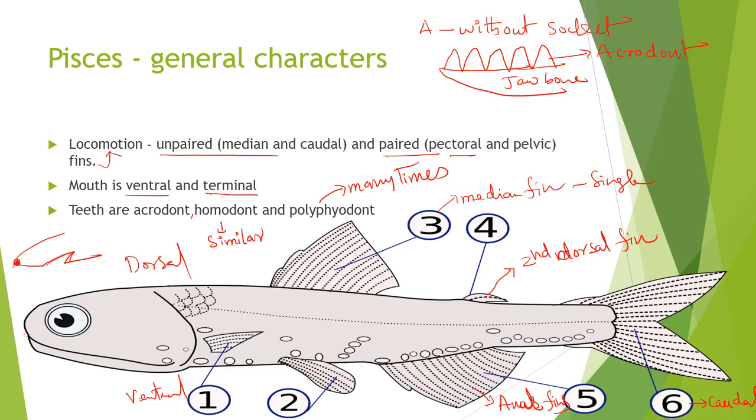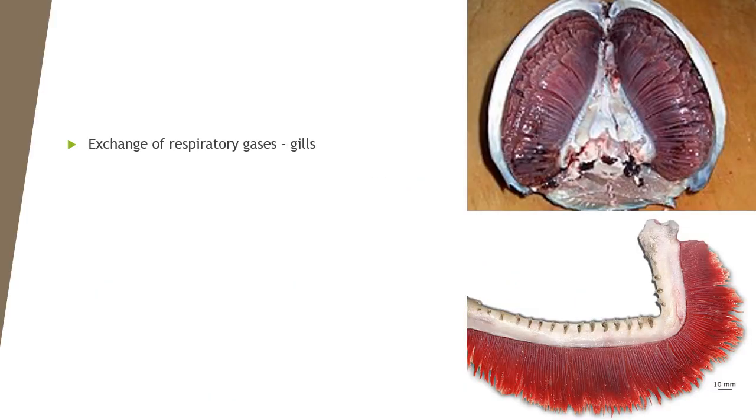And these are polyphyodont because polyphyodont means the teeth occur many times, even if they fall out many times they keep coming again and again, so it is called polyphyodont. And after that, here comes the exchange of respiratory gases, which occurs through gills.